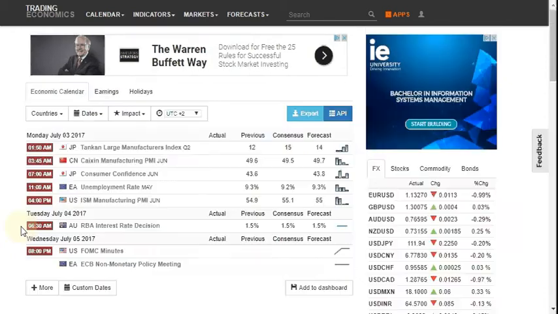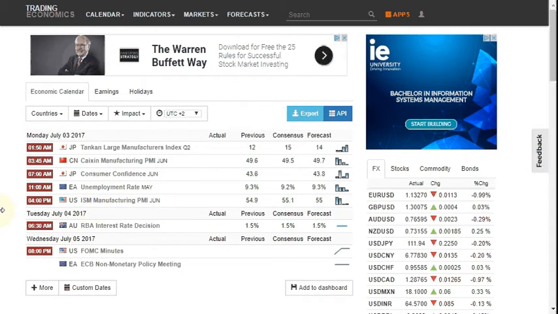Okay, and now let's have a look at the economic calendar for next week. What do we have? On Monday, in Japan we have the Tankan Large Manufacturers Index for Q2. Next in China, we have the Caixin Manufacturing PMI for June. Back again in Japan, we have Consumer Confidence for June. In the European area, we have the unemployment rate for May. And now back in the US, we have the ISM Manufacturing PMI for June.